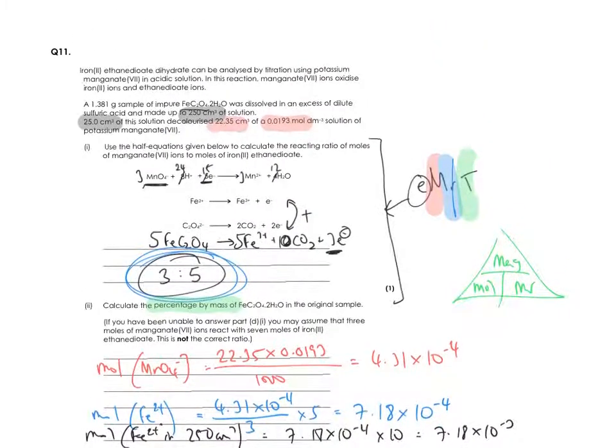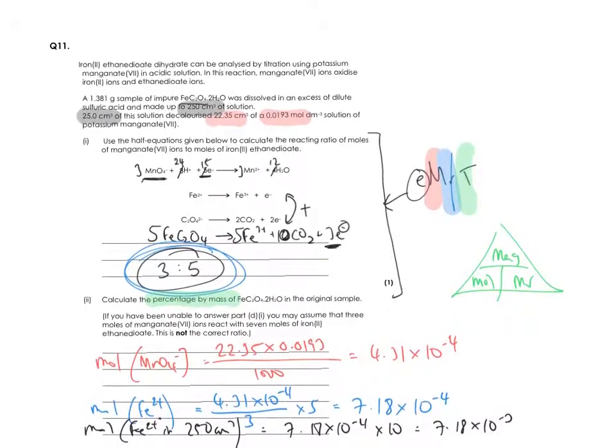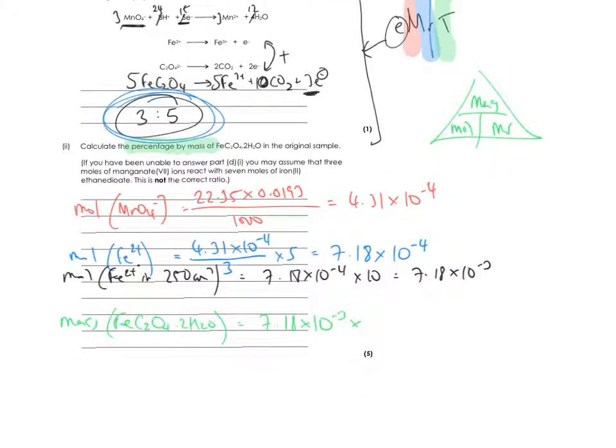Now, are we given the Mr of that? No, we are not. You would need to work it out, and when you work it out, you'd find that it was 179.8, and that will give you 1.29, and then work out the percentage by mass.